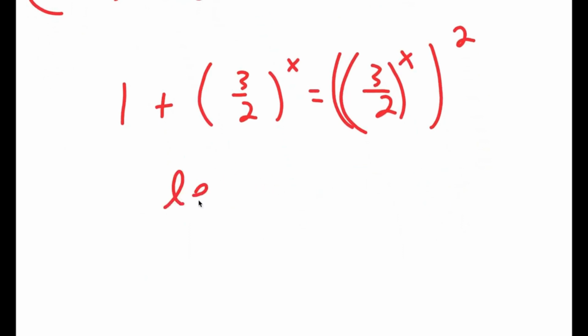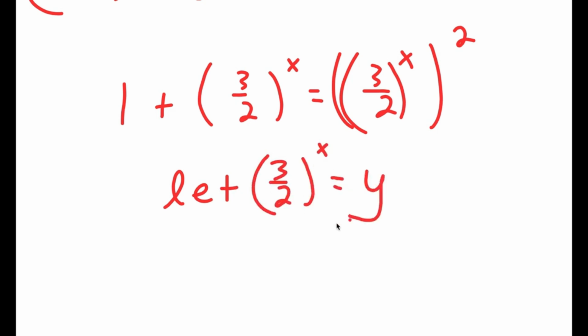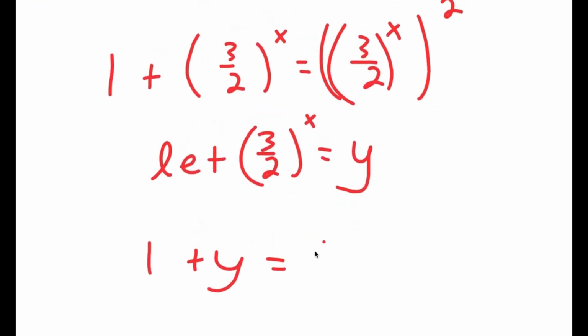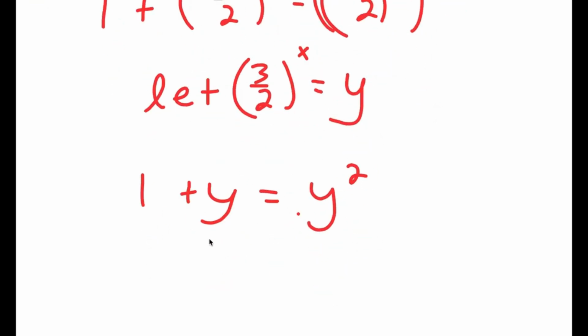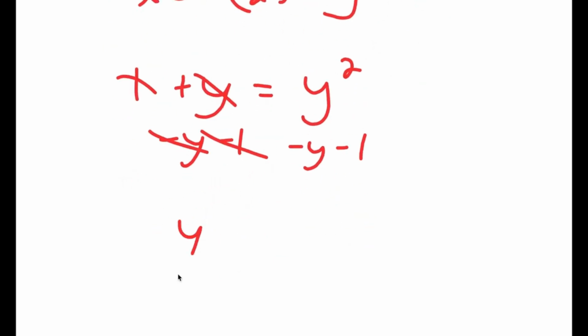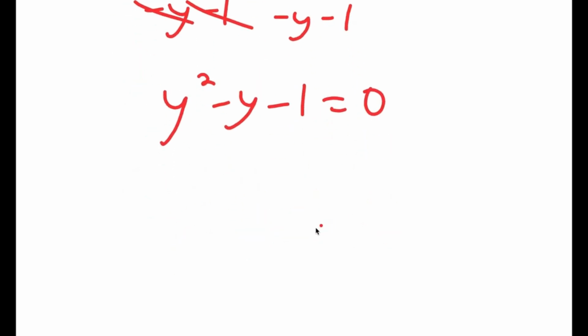Now I'm going to let 3 over 2 to the power of x equal the variable y. So I get 1 plus y is equal to y squared. And if I subtract y and subtract 1 on both sides, these cancel out, and I get y squared minus y minus 1 is equal to 0.